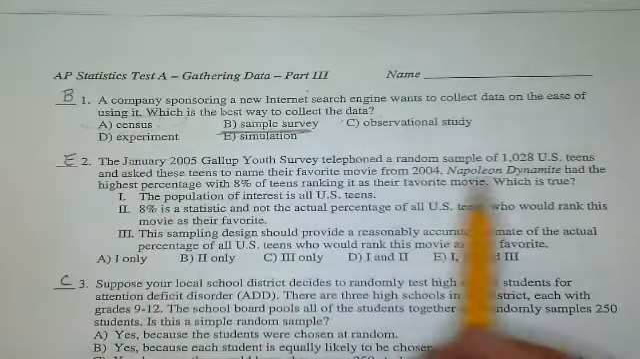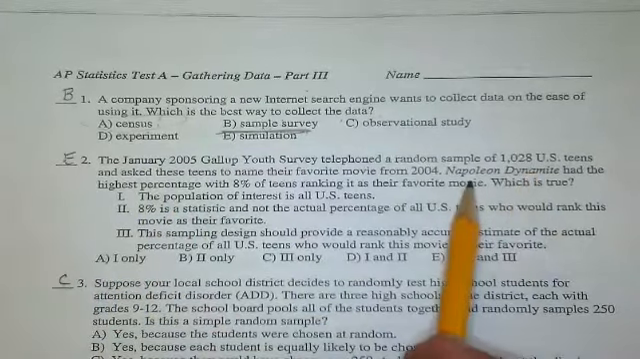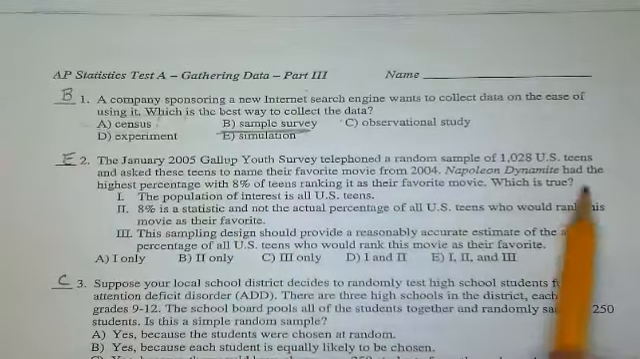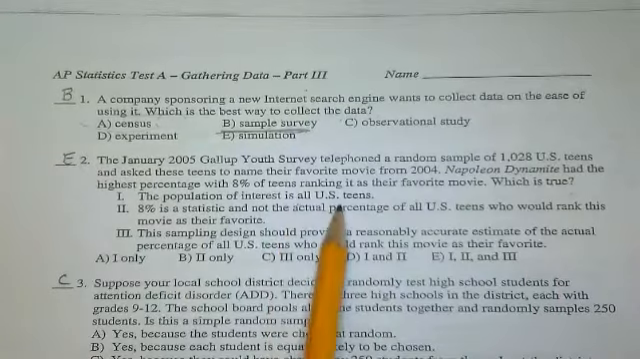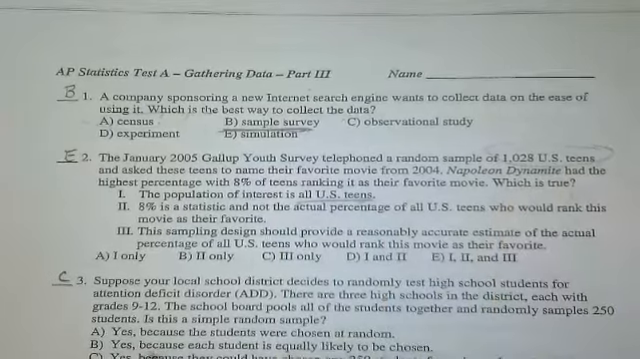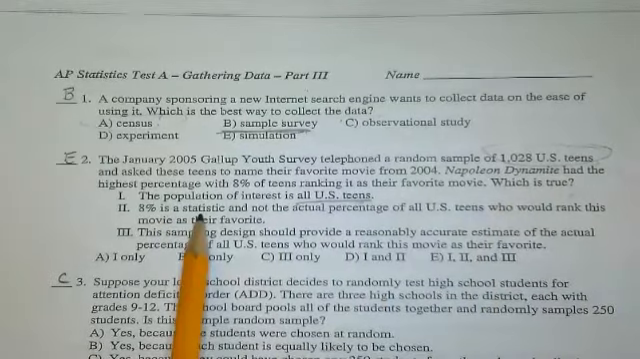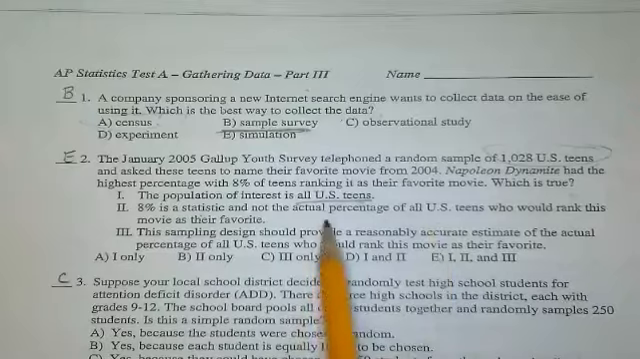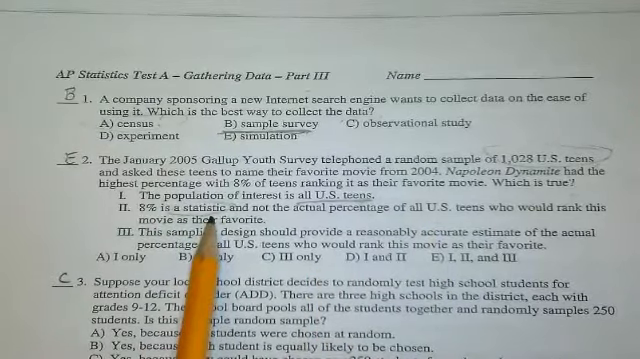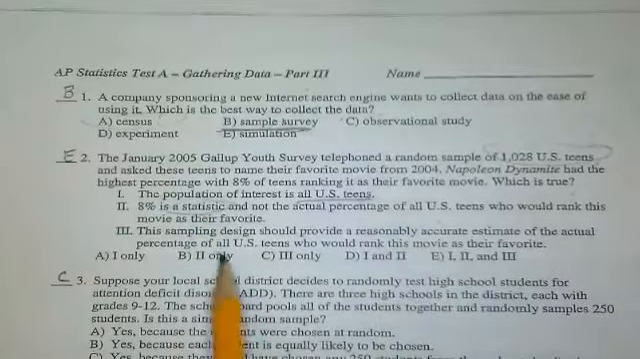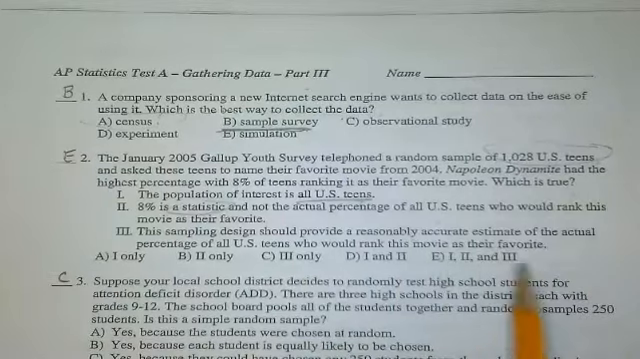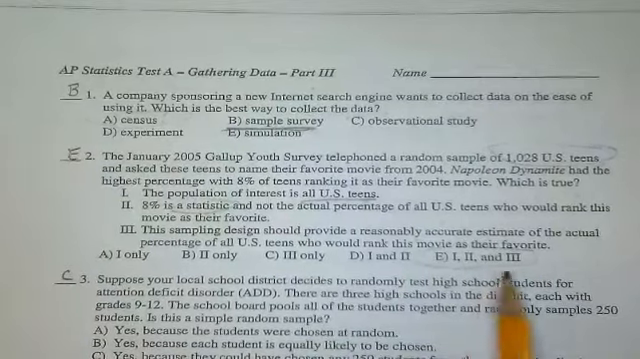2005 Gallup poll, 1,028 U.S. teens. Napoleon Dynamite had the highest percentage of their favorite movies. Which of these is true? The population of interest is all U.S. teens. That is true. They polled 1,028 U.S. teens, but the population of interest is all U.S. teens. 8% is a statistic, not a parameter, because it's from a sample, not the population. This sampling design should provide a reasonably accurate estimate of the actual percentage. That is also true. So that answer is E.